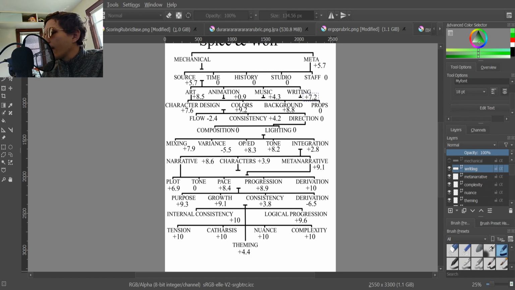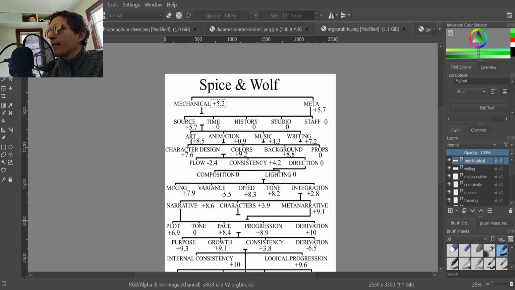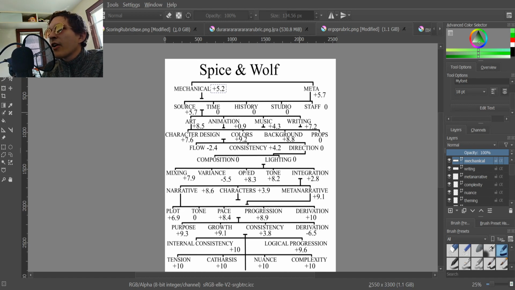Okay. And now we are going to get our mechanical score, which is going to be our art at 8.5, our animation at 0.9, our music at 4.3, and our writing at 7.2. Divided by 4, giving us a 5.2 for mechanical. And this is going to be pretty even because we have a meta of 5.7.